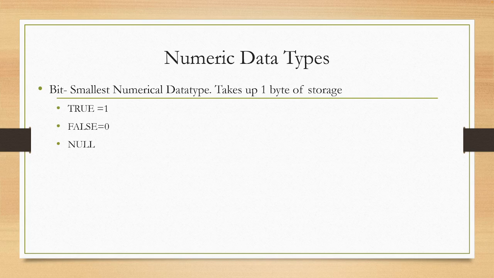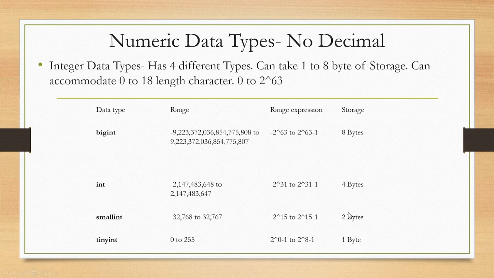It takes about 1 byte of storage, and the different values that can be part of the bit data type are true, which is stored as 1, false, which is stored as 0, and it can also have a null value.